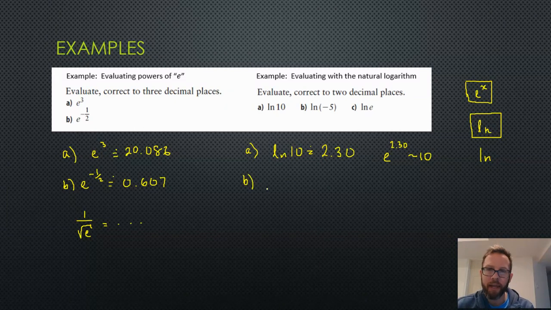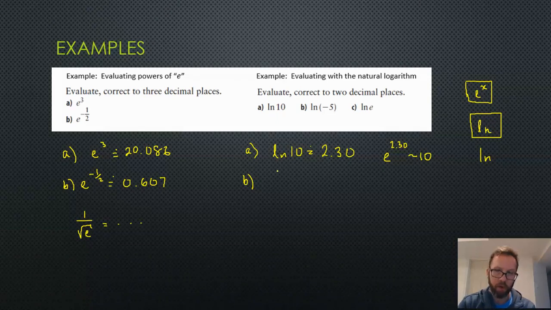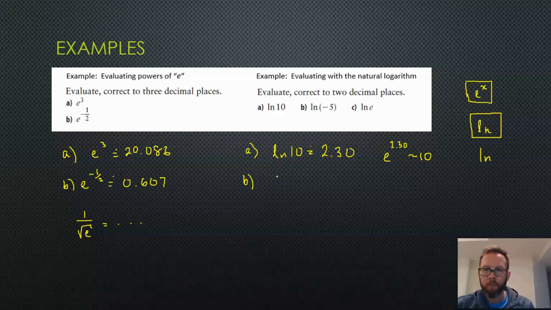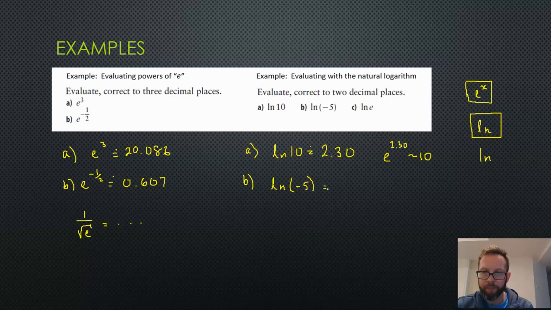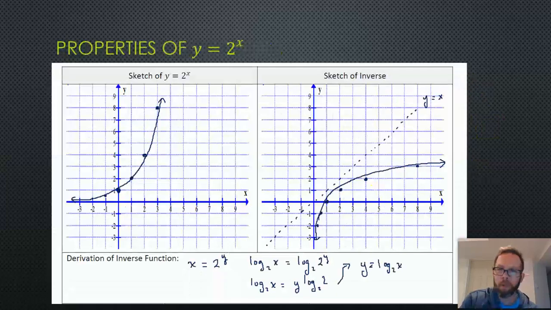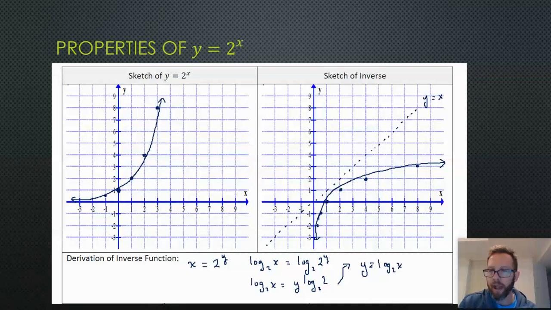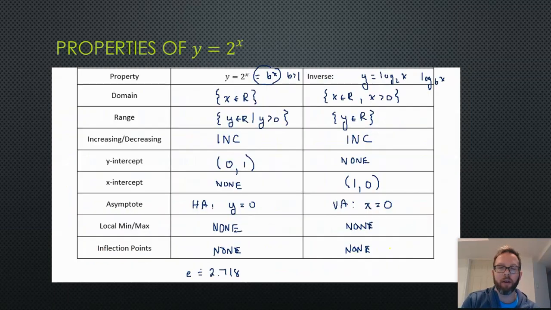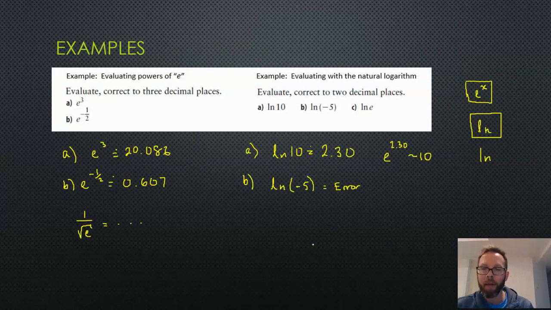Try ln of negative 5. Hopefully you're like me and you got an error. I'll just put equals error, which actually makes sense because if we go back to what we talked about earlier, the domain of a logarithmic function is x has to be greater than 0. So it makes sense we got an error message, because there's no y values for x less than 0 on any logarithmic function. So that's okay that we got that.